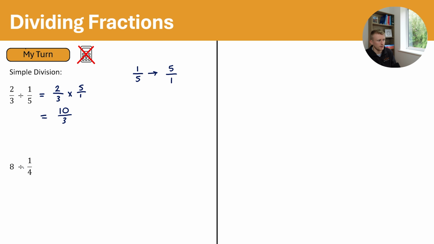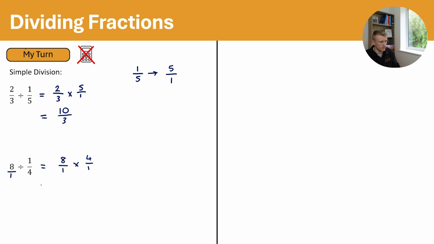Okay, let's look at our second example. We're doing 8 divided by 1/4. I'm going to start by writing 8 as a fraction. So that would be 8/1. And then as before, I'm going to multiply by the reciprocal of 1/4, which is 4/1. Or you could think of it as keep, change, flip. So keep the number on the left. I've kept it as 8/1. Change the division sign to a multiplication sign, and then flip the fraction 1/4 to 4/1.